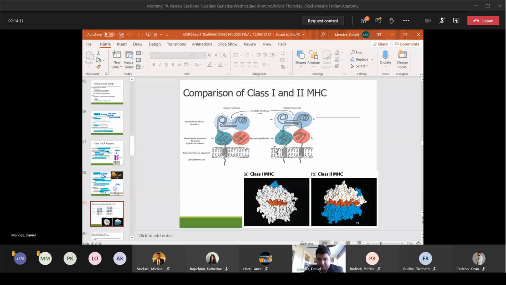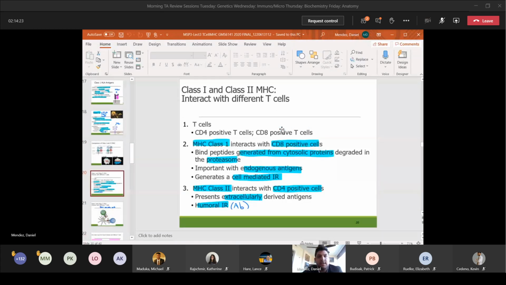All right, so this is just an image of the different classes. Once again, make sure you know the structure of the different ones, class 1 and class 2. I think the pictures before are much better. So then here, class 1 and class 2. This is the same thing we have just said, everything that we said in a more condensed form. So class 1 is CD8, endogenous antigens, and it induces a cell-mediated response, so a CD8 T cell response. Class 2 is CD4 positive, so it induces a humoral response.